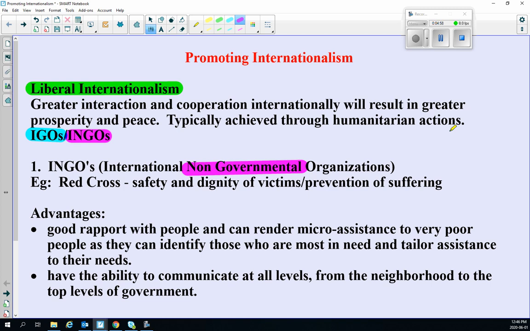But that's an example of two different ways of establishing liberal internationalism. A government organization like the UN, like the World Health Organization, or a non-governmental organization like the Bill and Melinda Gates Foundation, the Red Cross, and so on.